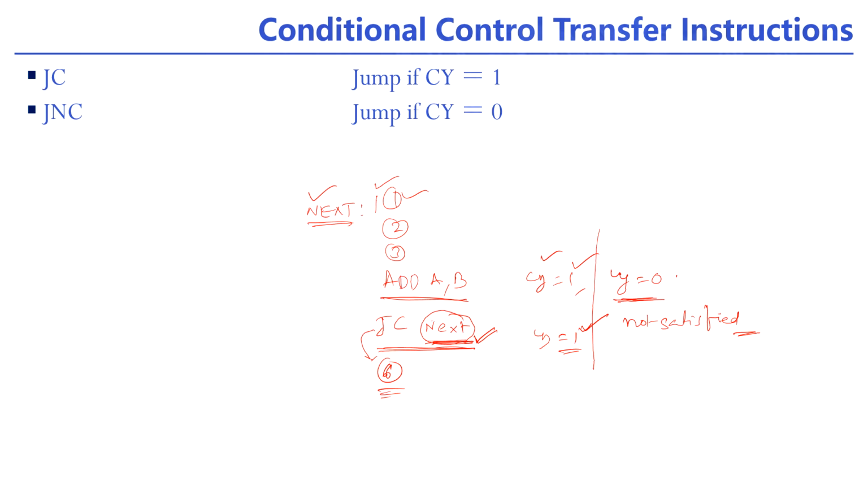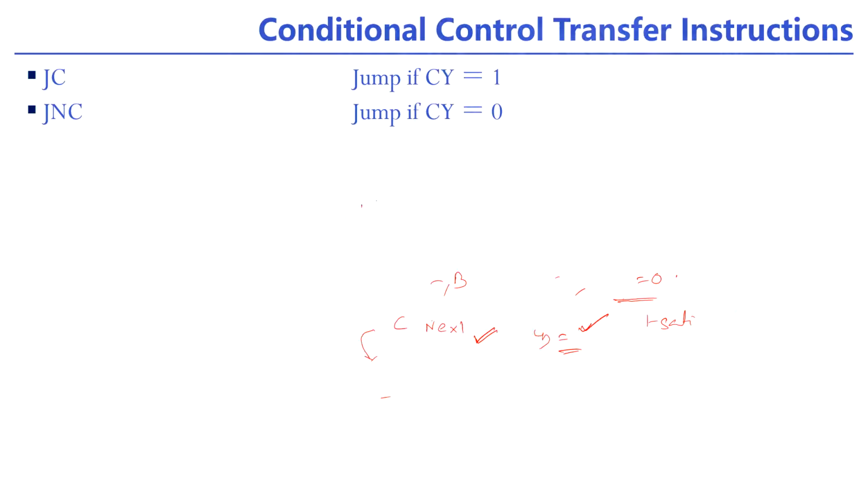Similarly, we can discuss the remaining conditional control transfer instructions. All instructions work the same except for the condition. Only the condition changes, and the remaining operation is as it is for all the conditional control transfer instructions. Then the next one has the condition carry is equal to 0, jump if no carry.